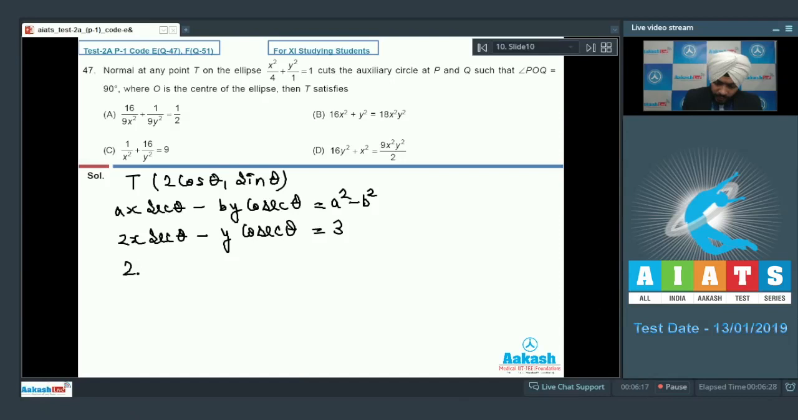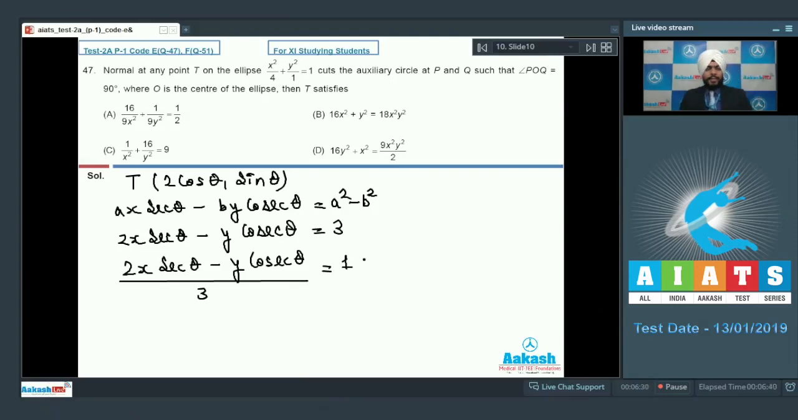So we have 2x secant theta minus y cosecant theta upon 3 equals 1. We need the angle between the lines. We know that the angle between the lines OP and OQ, that is angle POQ, is equal to 90 degrees, and this particular normal cuts the auxiliary circle, that is x square plus y square equals 4, at points P and Q.